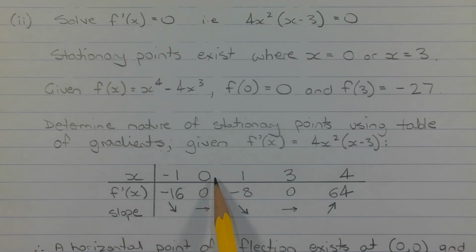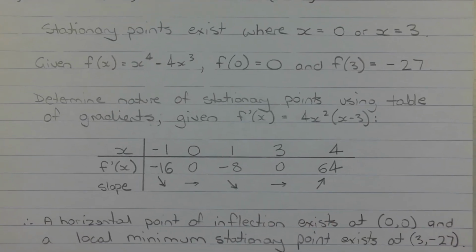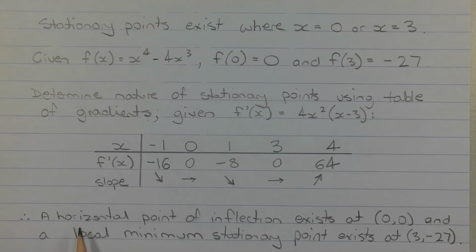So at x equals 0, that stationary point is a horizontal point of inflection. And we can see that because we have a downward slope on the left, horizontal slope, and then another downward slope on the right. And when x is equal to 3, this represents a local minimum stationary point because to the left of this point, it's a downward slope, then it's a horizontal slope, and then it's an upward slope. Therefore, a horizontal point of inflection exists at 0, 0, and a local minimum stationary point exists at 3, negative 27.